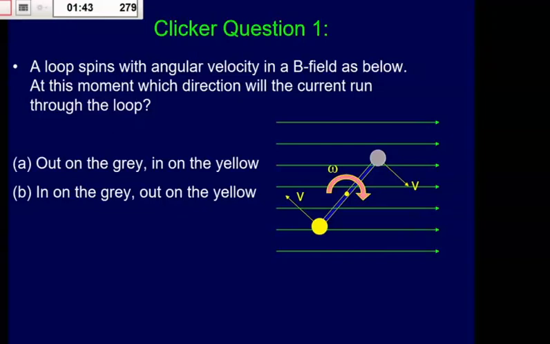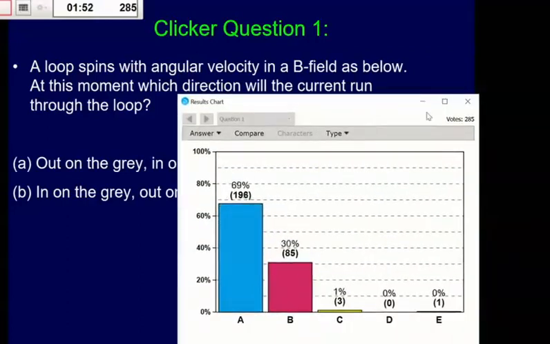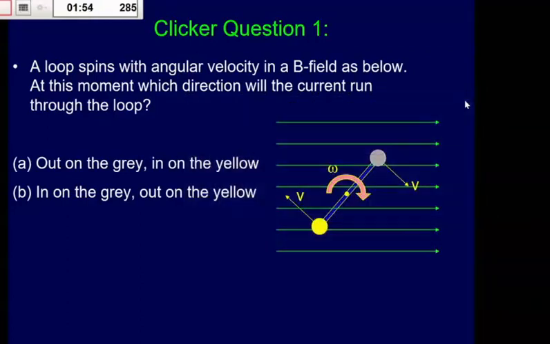Okay, so let's go ahead and call time here. So I'm going to look at this. So I think I agree with the majority. The majority is saying A. And so let's look here.